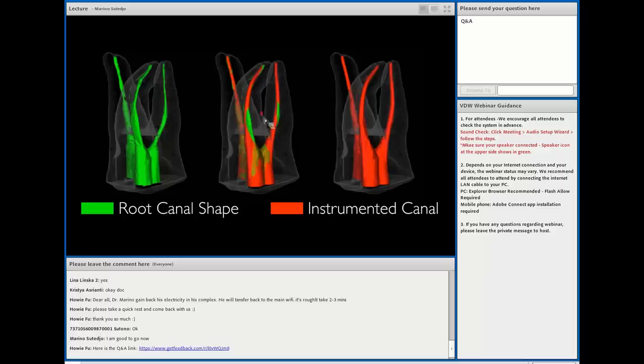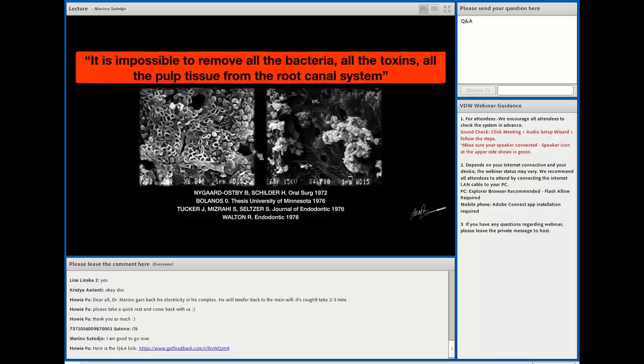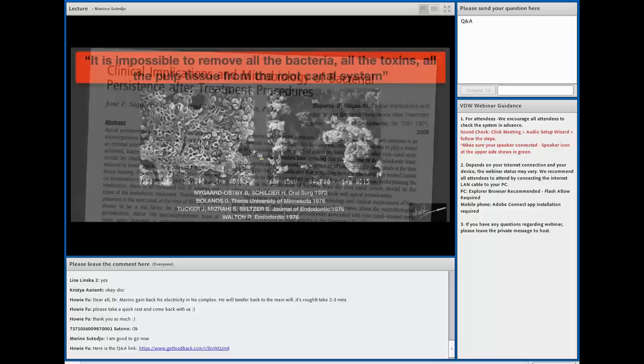So this is the area that our instrumentation cannot touch. If you remember, I don't care what kind of brand, what kind of size or taper your instruments you use, there is still 15 to 30% of the area in the root canal that has not been touched by our instruments. So it is impossible to remove all the bacteria, because once again, it's a system. So we need something to help us clean more inside the system.